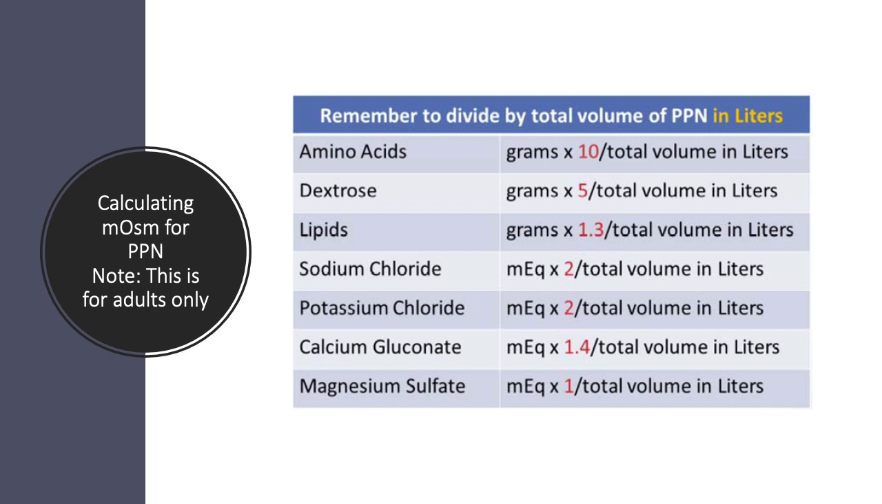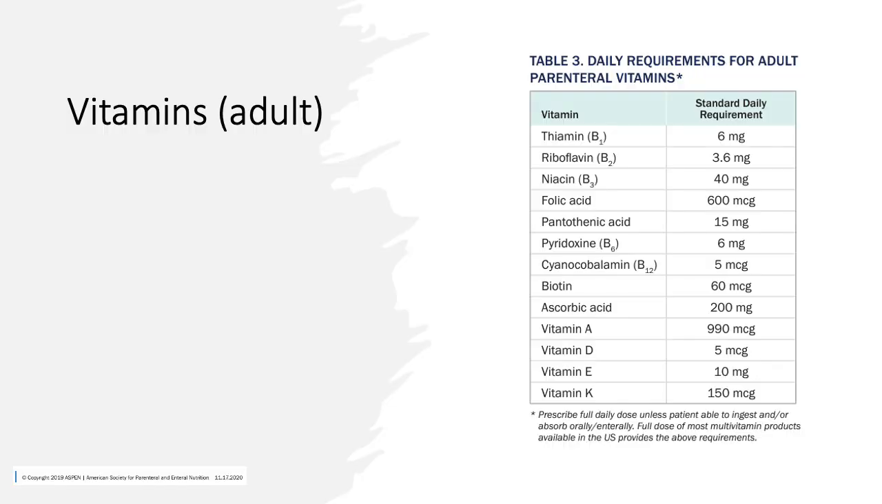For sodium chloride, you'll take the milliequivalents times 2, potassium chloride times 2, calcium gluconate times 1.4, and magnesium sulfate times 1. And then you'll remember to divide by the total volume of PPN in liters. And then all of this has to add up to less than 900 because 900 is the maximum osmolarity for PPN. So here's a table from ASPEN that depicts the daily requirements of adult parenteral vitamins.